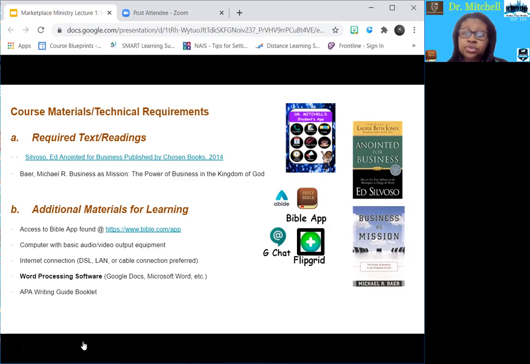Additional materials for learning: you need to have access to the Bible app, which is found at www.bible.com/app. And then also you can have your regular, old-fashioned leather-bound or just any Bible, because we will be studying the scriptures for each lecture. Also, you need to have a computer with basic audio and video output equipment, because you will have some video lectures. Also, make sure your connection is steady, because everything is going to be online. You also need word processing software, such as Google Docs or Microsoft Word. Either one of those is fine. And then also, there is an APA writing guide booklet that I will share the link to as well.